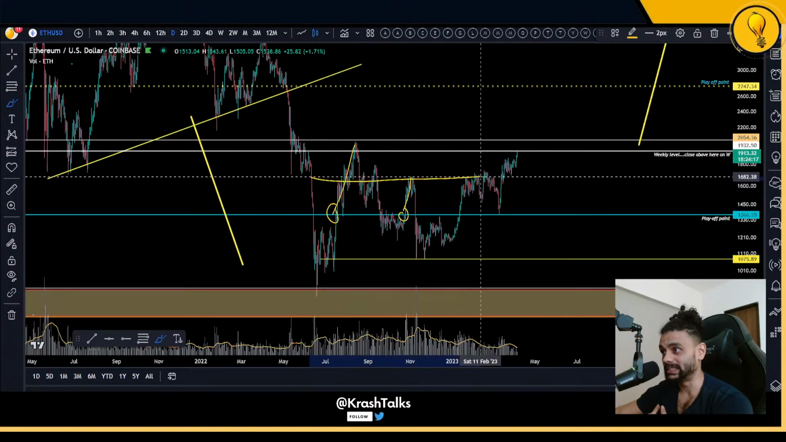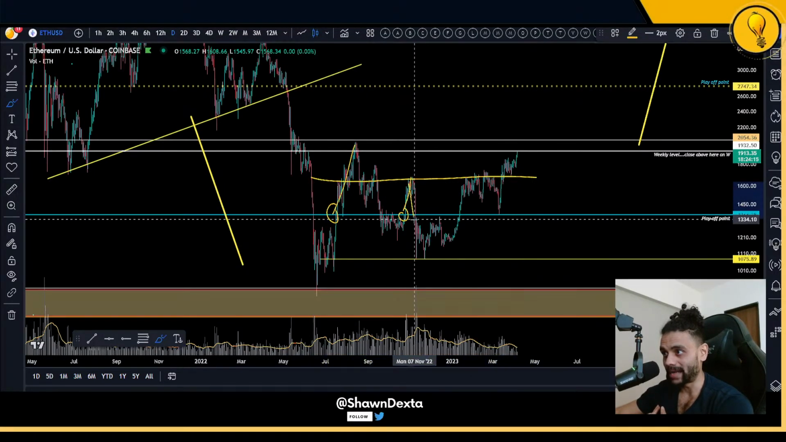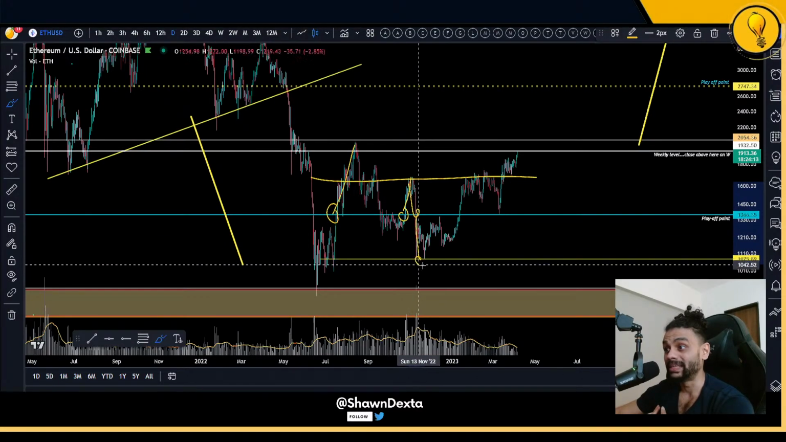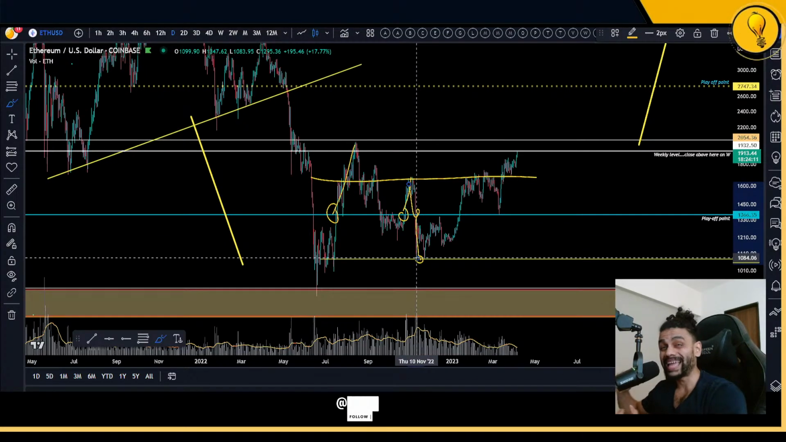We found resistance somewhere around here, and we made it back down here, broke down, and made it down to the next level. So it's not clear. It's not perfect, right? It's not going from one level to the next level perfectly, but those are playoff points where you can go risk on, risk off, risk on, risk off, right?